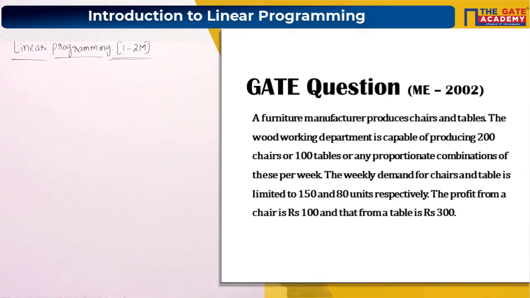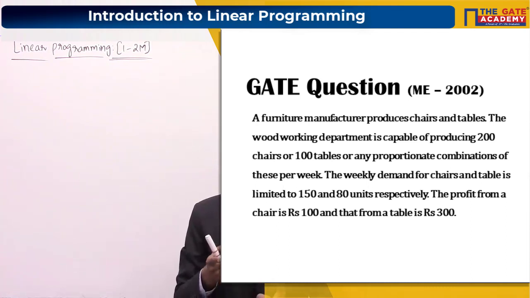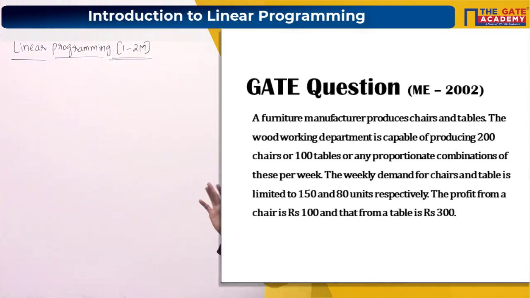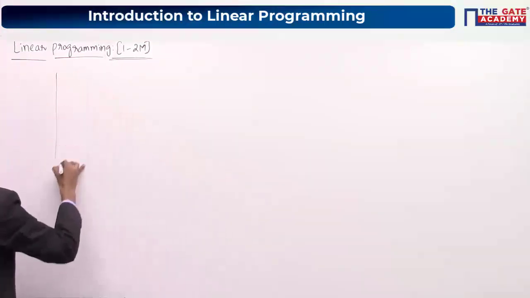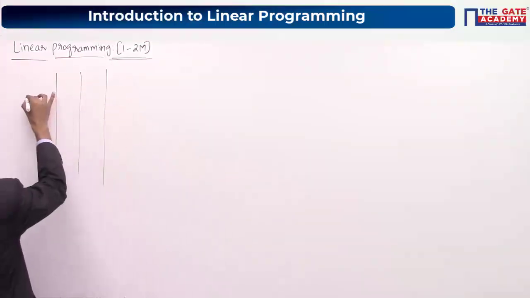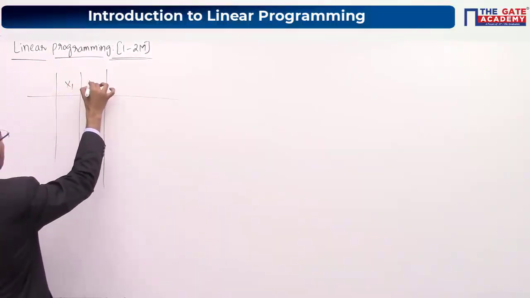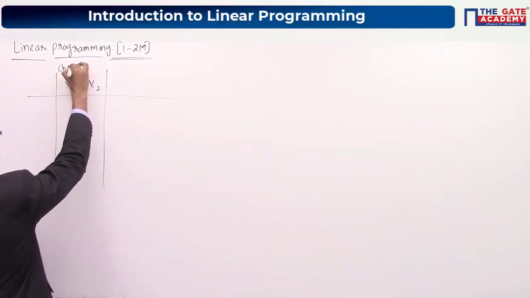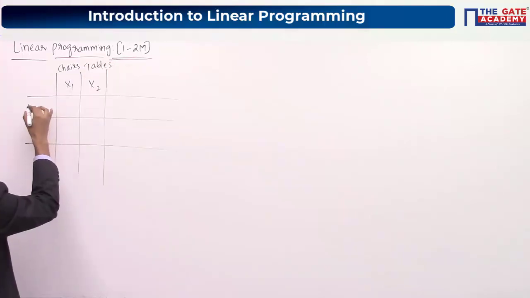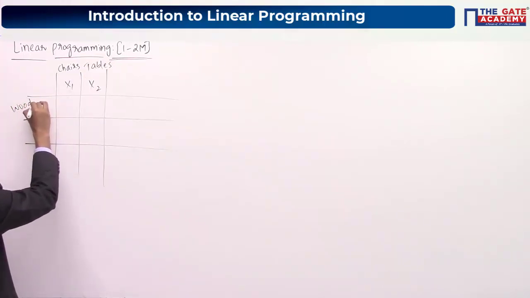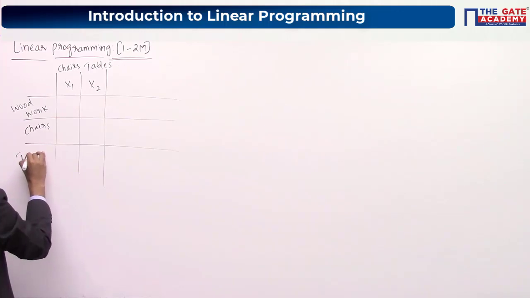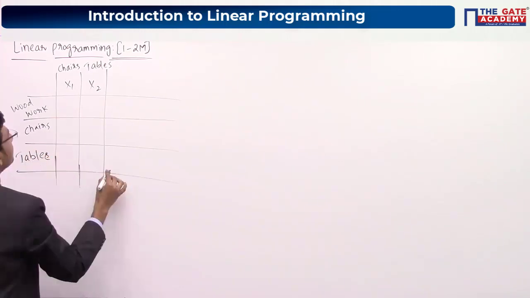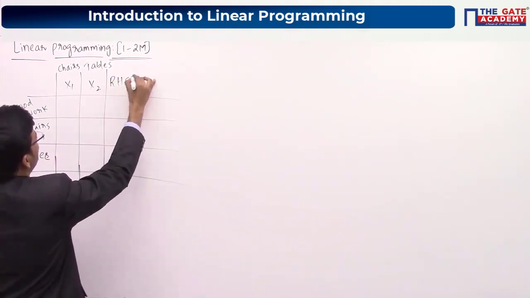So we have identified the decision variables, which are the number of chairs and number of tables. Okay, so let's solve the question. The same tabular format you have to follow. Let x1 and x2 be the number of chairs and number of tables. One constraint is your woodworking department, number of chairs is one more constraint, and number of tables is one more constraint. This should be your RHS value.